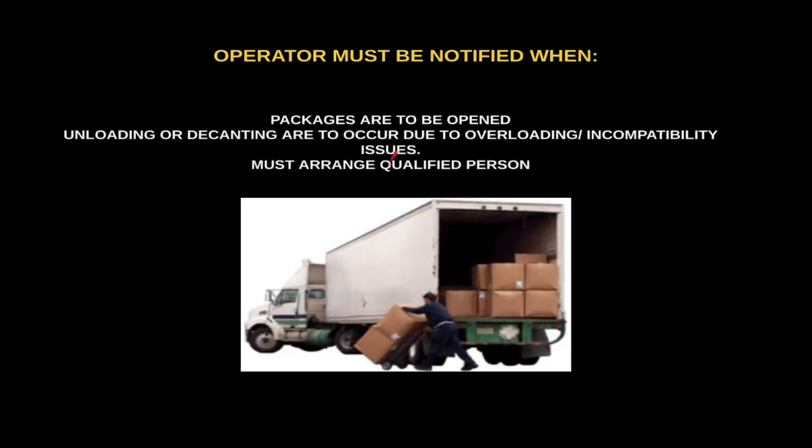The operator must be notified when packages are to be opened, or unloading or decanting is to occur due to overloading or incompatibility issues, and they must arrange a qualified person. So if you as a driver look at your compatibility chart and you see class 4.1 can't go with class 3, what does that mean? It means you need to contact your operator so they can get a qualified person to handle the issue of the incompatibility.